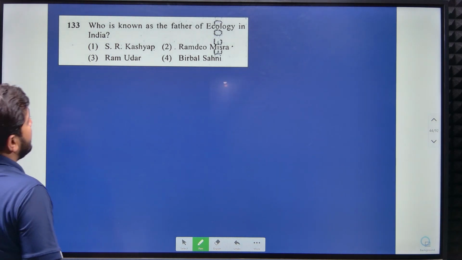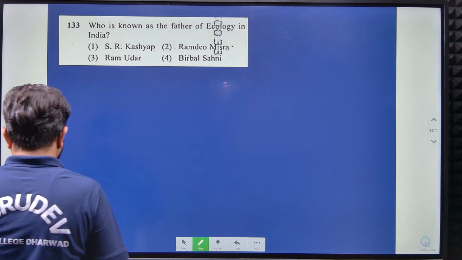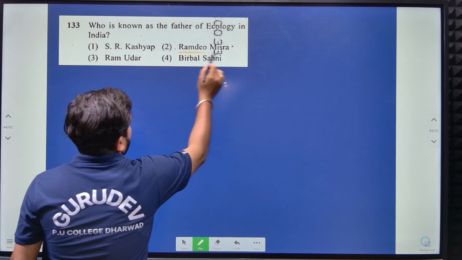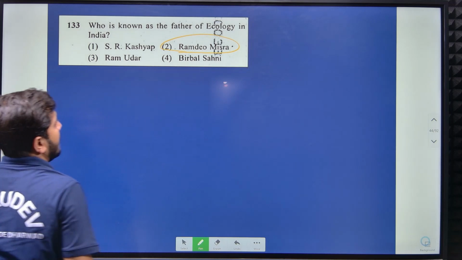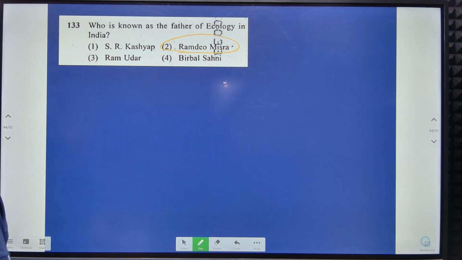Then moving on: who is known as the father of ecology in India? That is Ramdeo Misra. Ramdeo Misra is known as the father of ecology in India, right?